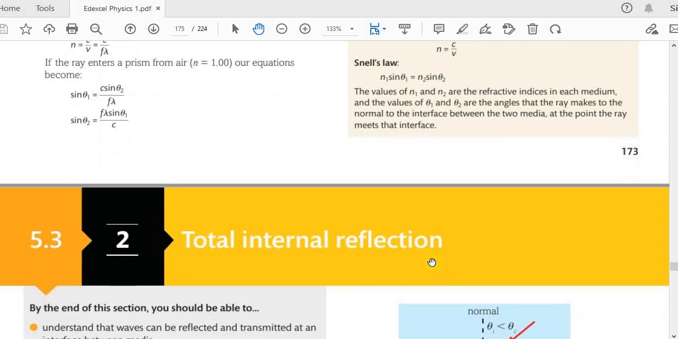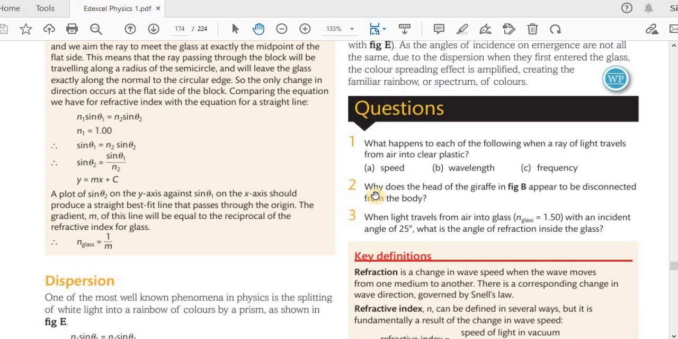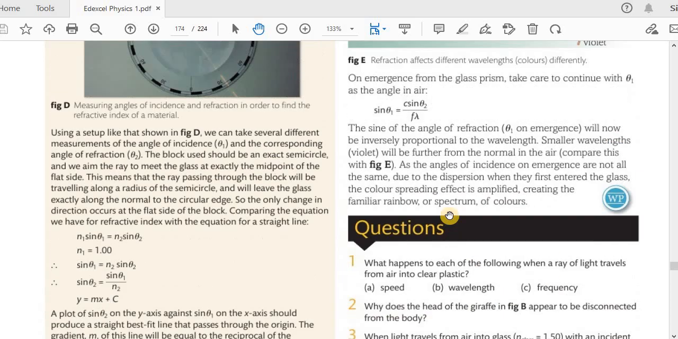In the next lesson, we will see total internal reflection. By the way, to help you understand this content better, make sure you answer these questions here and check the answers at the back of the book.